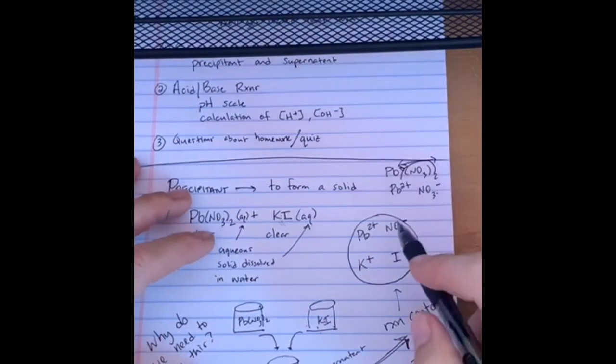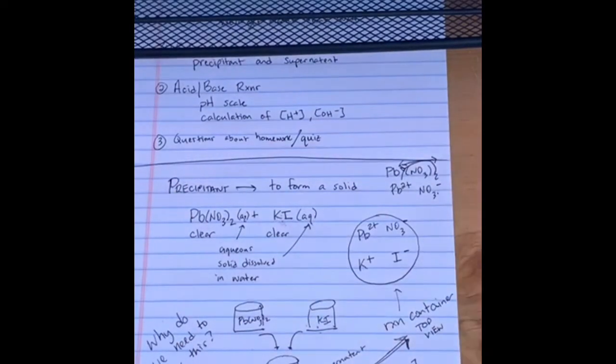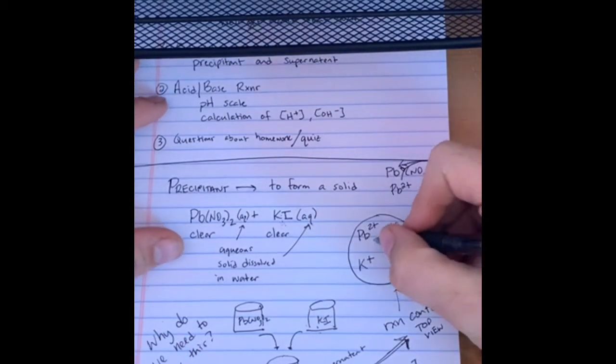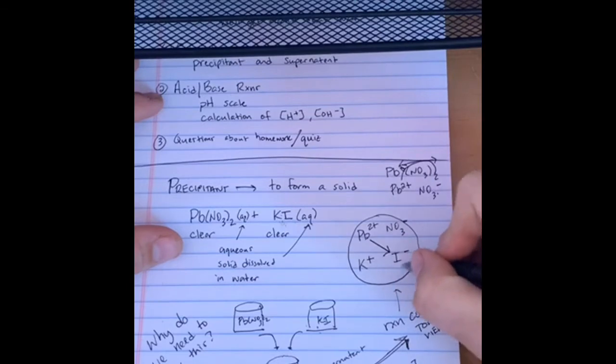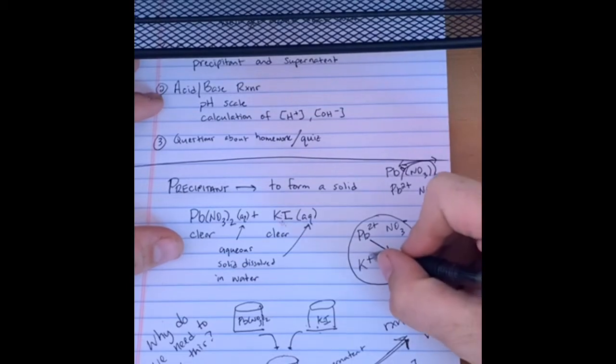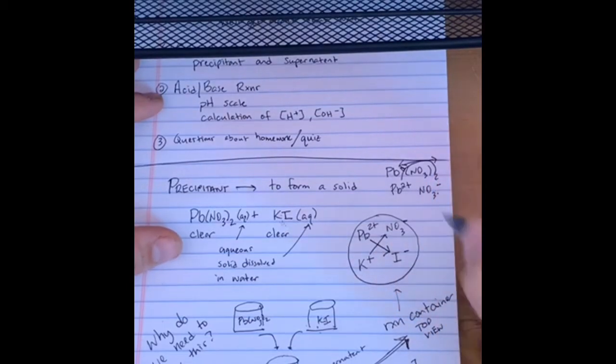So what does that mean? That means that we have formed a new compound. And that's the whole point of chemical reactions, is to take something that wasn't there before and to produce something new. So what we do is we take our arrows and we will cross our arrows. So Pb2+ mixes with I- now, and K+ mixes with NO3-.